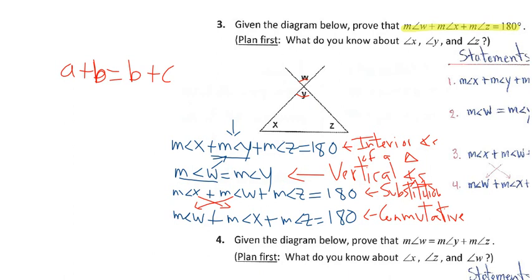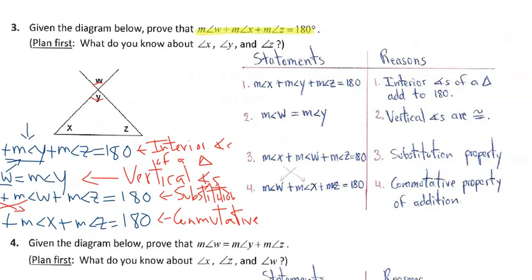Okay, so now you go with this plan to write the proof, and you know that the proof should look exactly the same as the plan, only with the reasons written as complete definitions, theorems, or properties. So the proof will look like this.